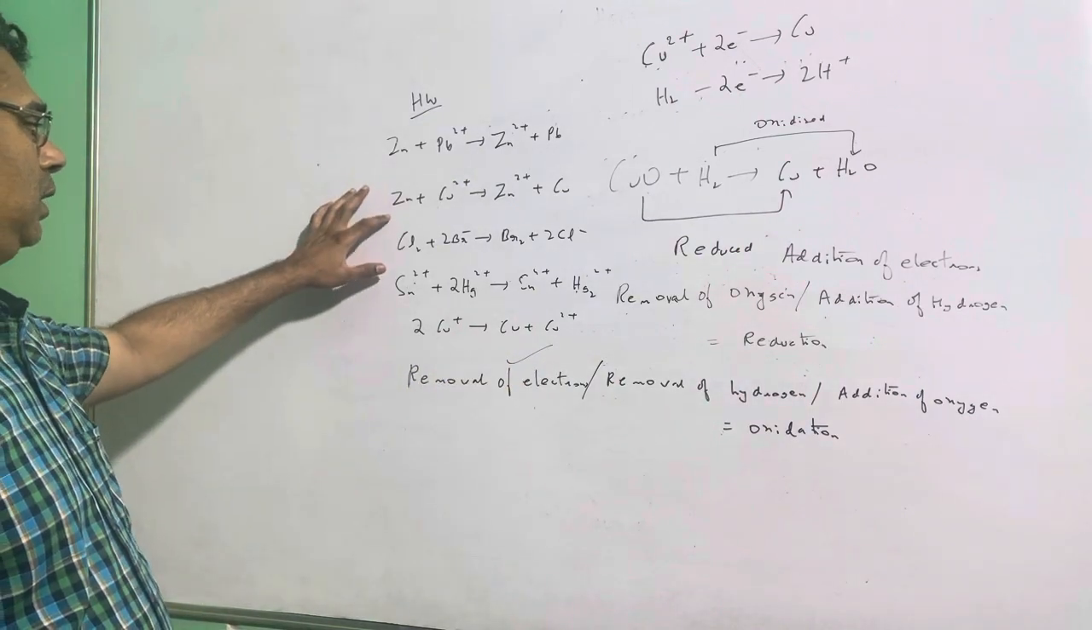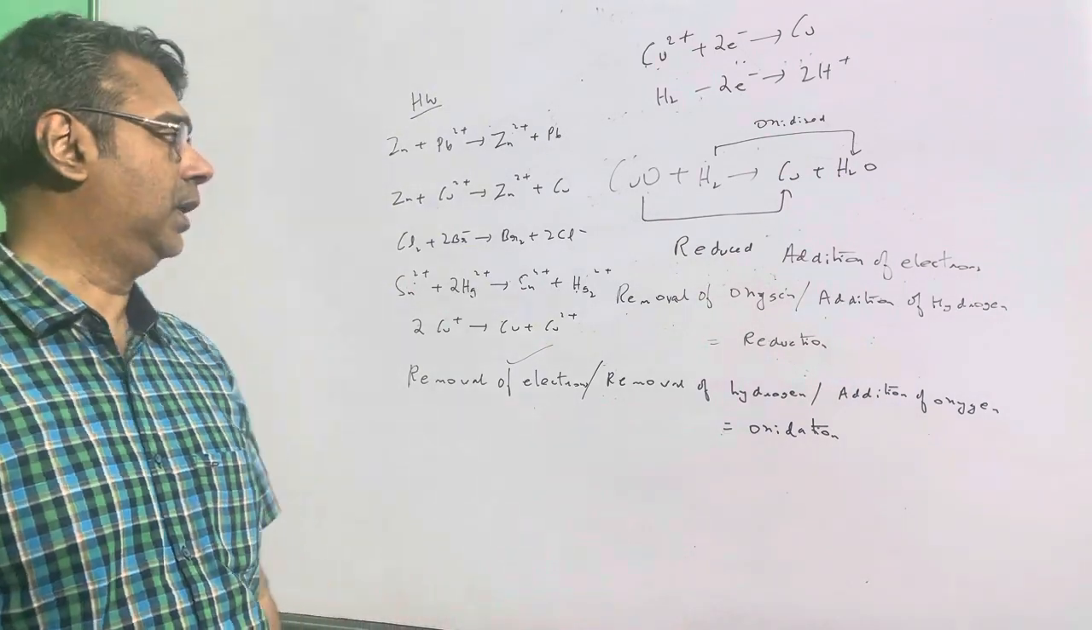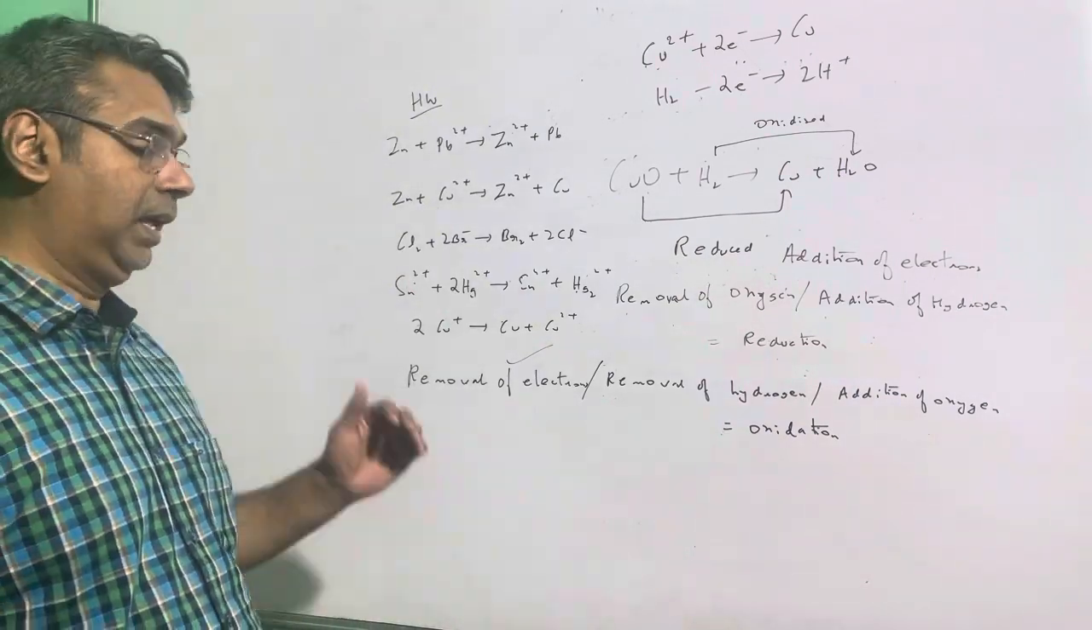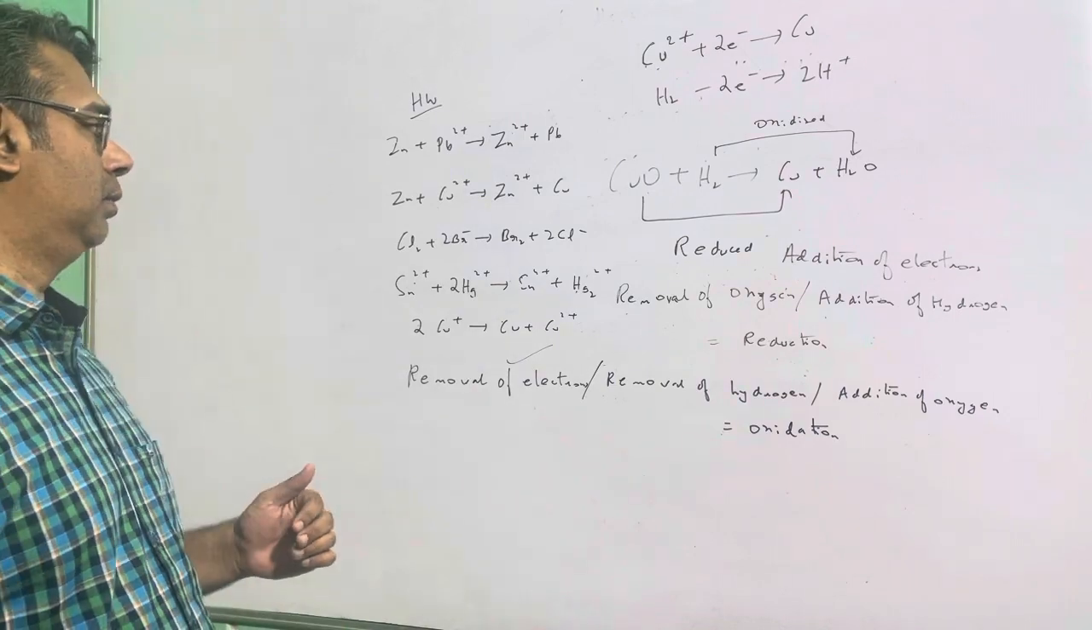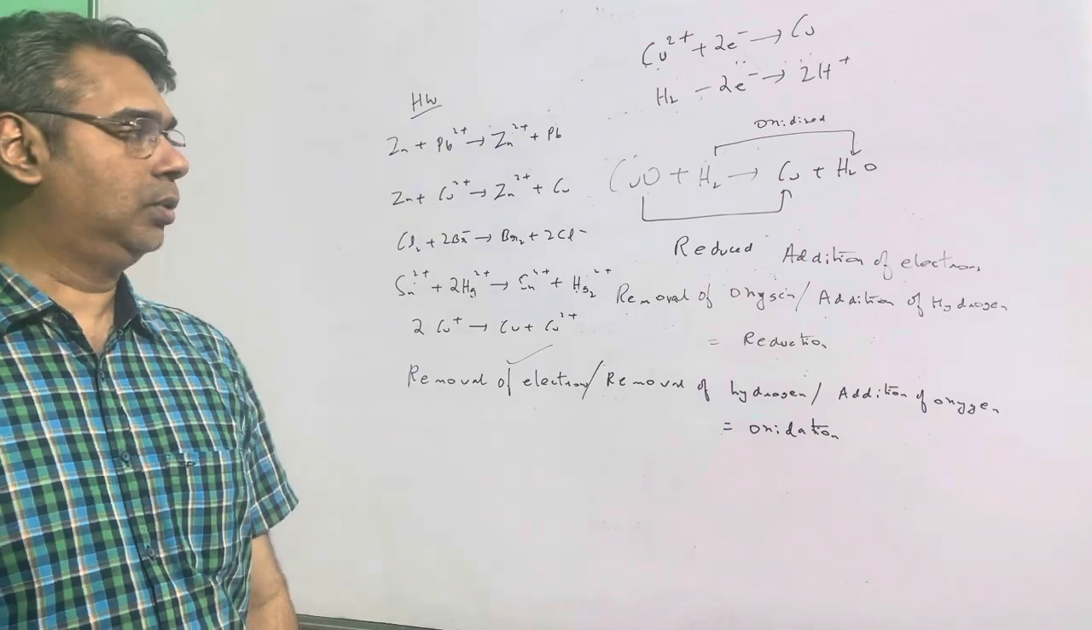Now there are a total of 1, 2, 3, 4, 5 reactions. In every reaction, you have to identify which is the oxidation and which is the reduction. So 5 reactions you will have to do like that.